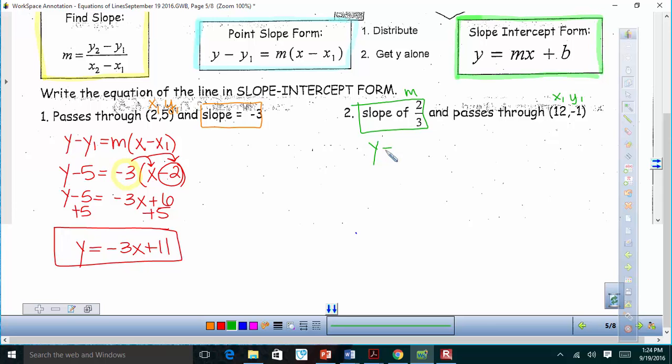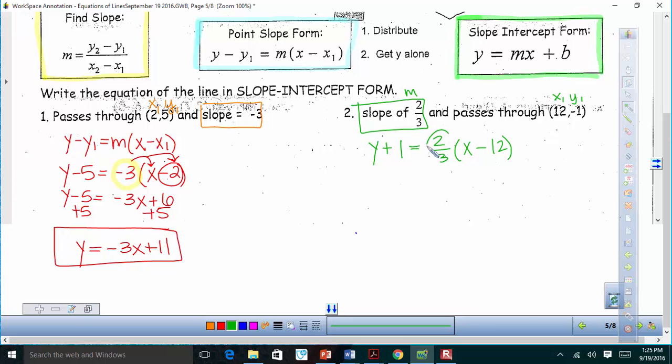Okay, so what is minus a negative? It's actually a positive, so couldn't we just write y plus 1 equals our slope, which is 2/3, times x minus, and what's x1? 12. Okay, so from here we're going to distribute and then get y alone.